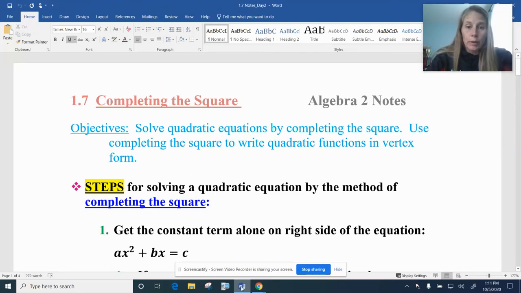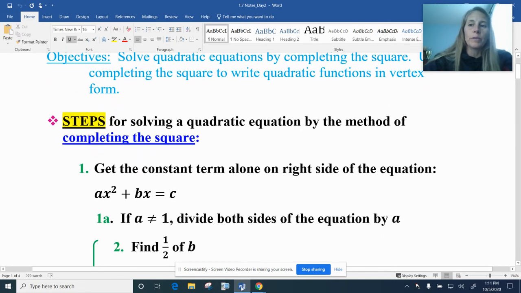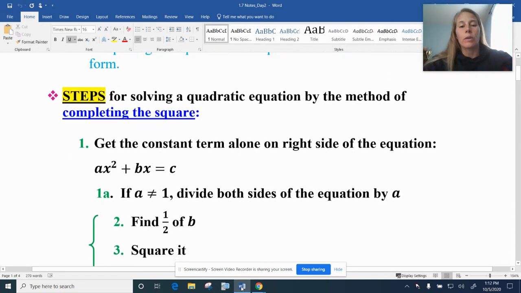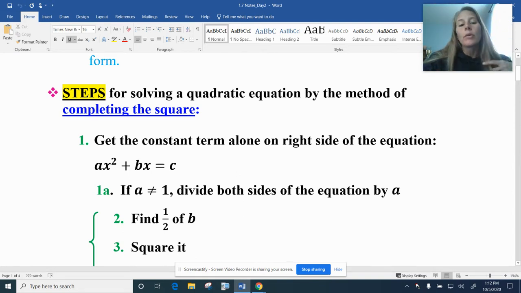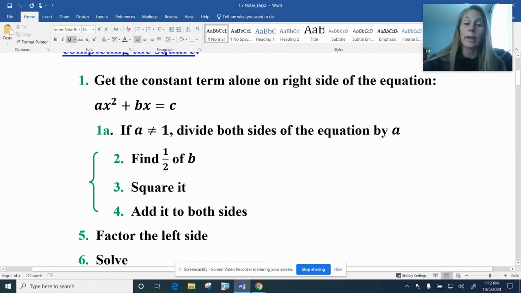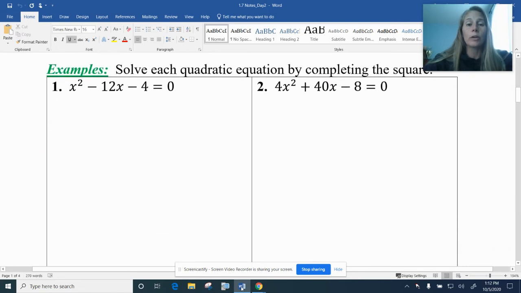Okay, so to continue with our lesson on completing the square, the first page here is pretty much just going to review the steps of solving by completing the square that we had gone over yesterday. Getting the constant term alone on the right side of the equation. If you do have a number that is not a 1 in front of your x squared, you want to make sure you divide everything in your equation by that number to get rid of it. Then you're going to find half of that b value, square it, and add it to both sides. So you get the c value that makes it a perfect square trinomial. Factor it and solve.